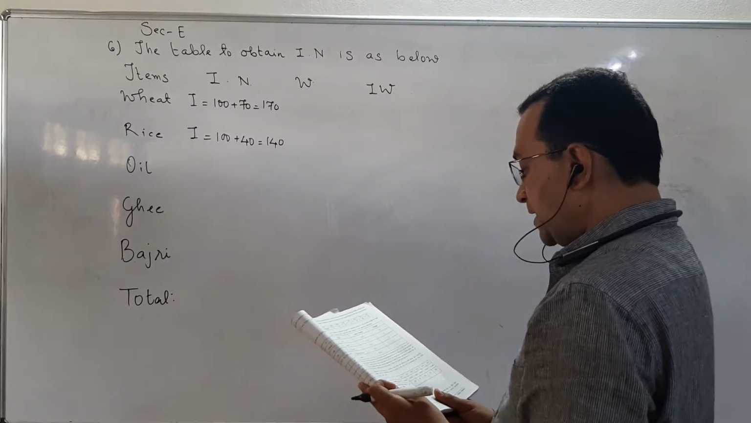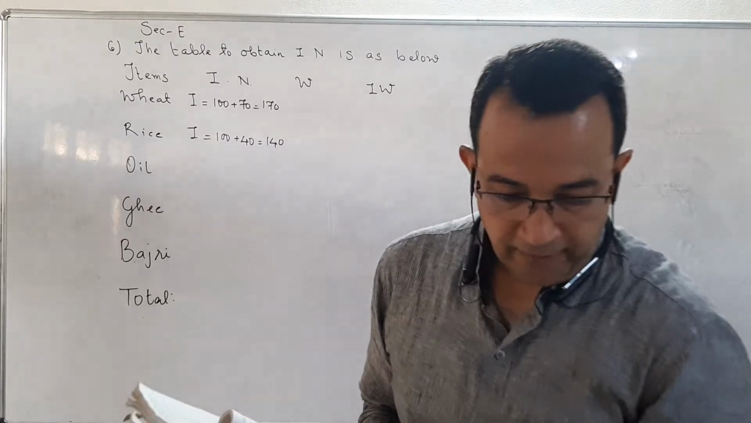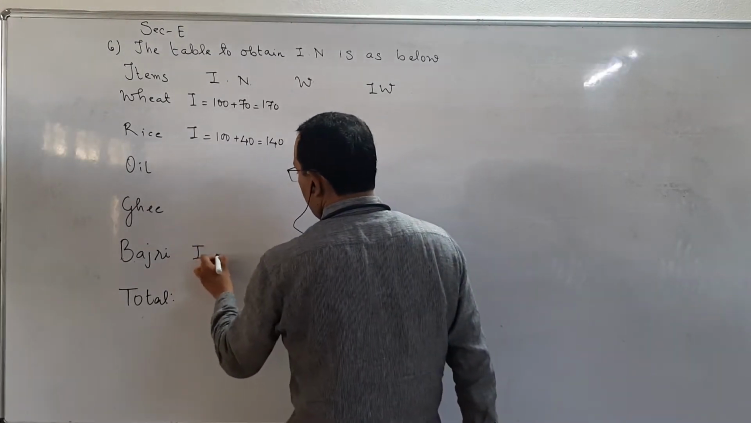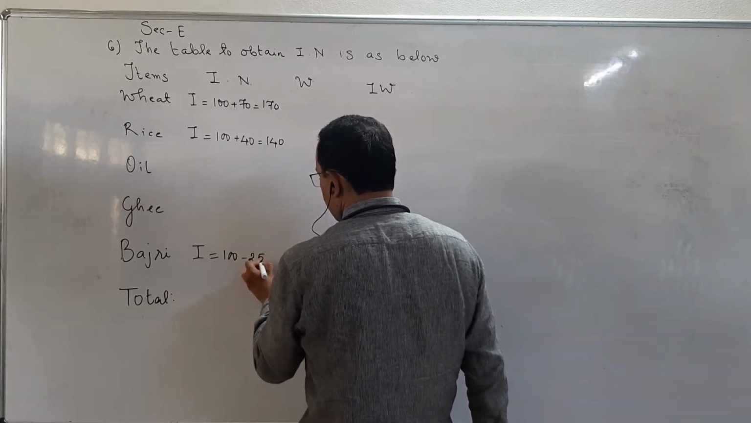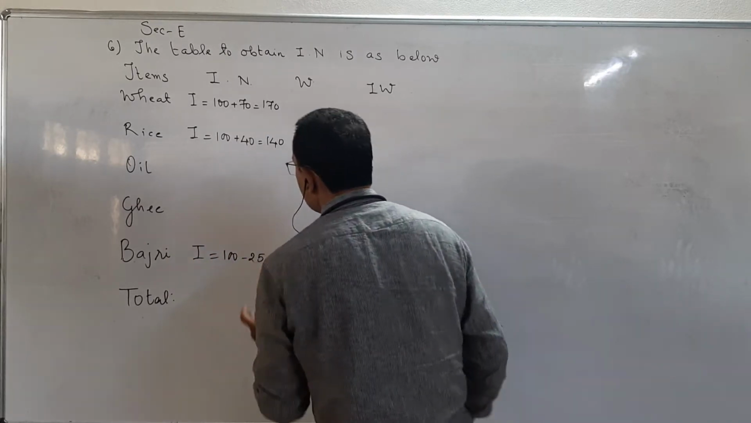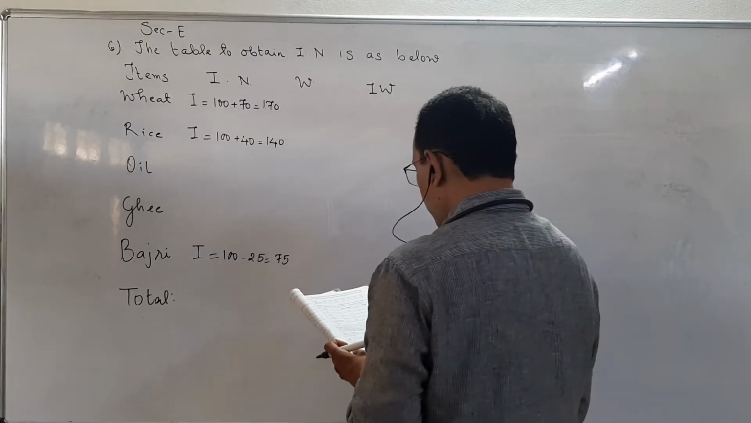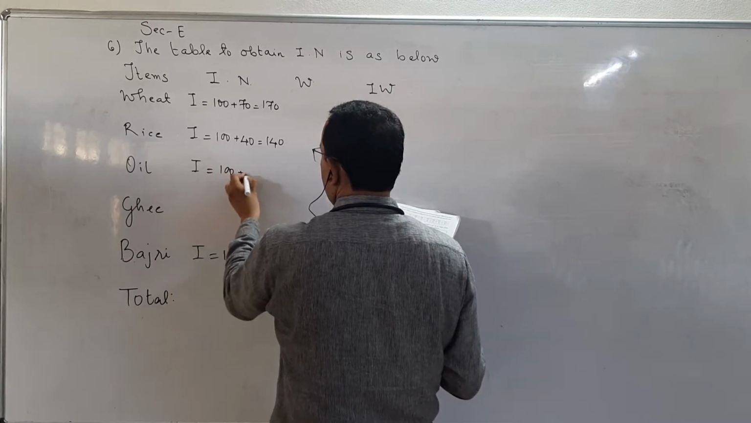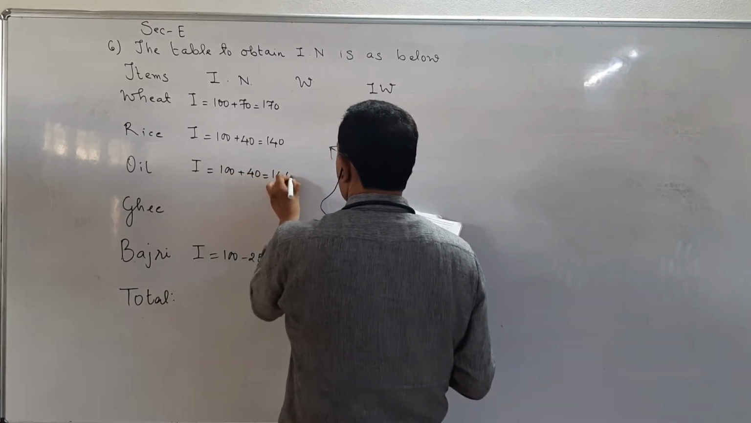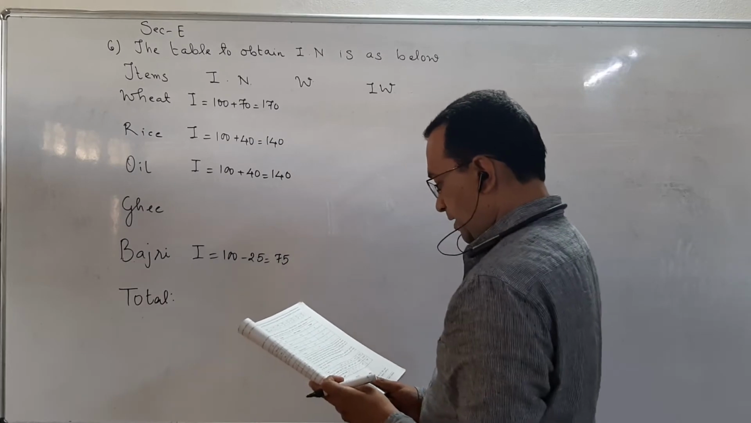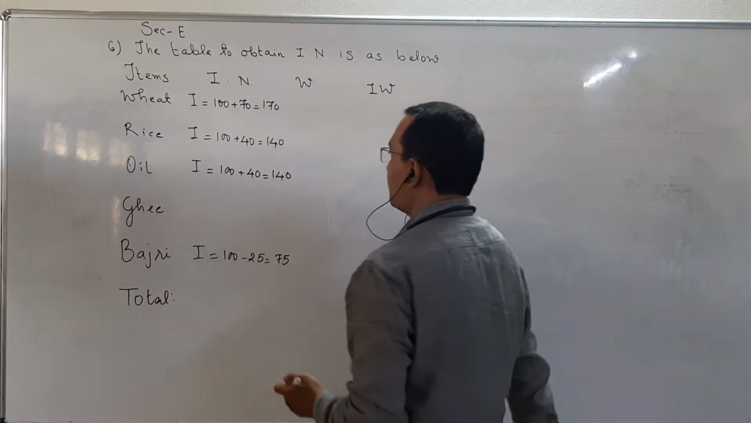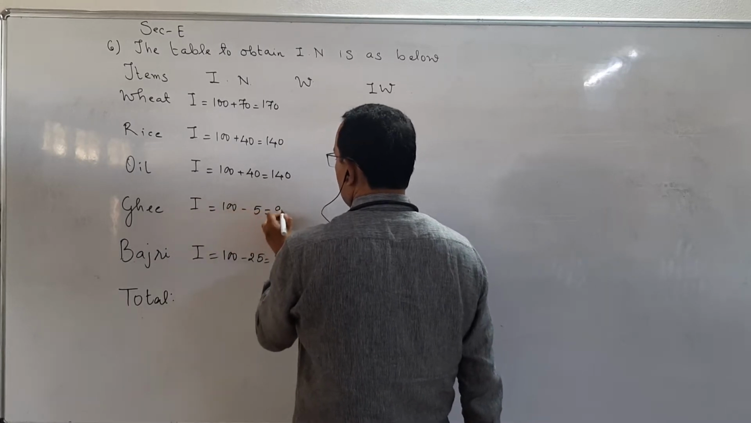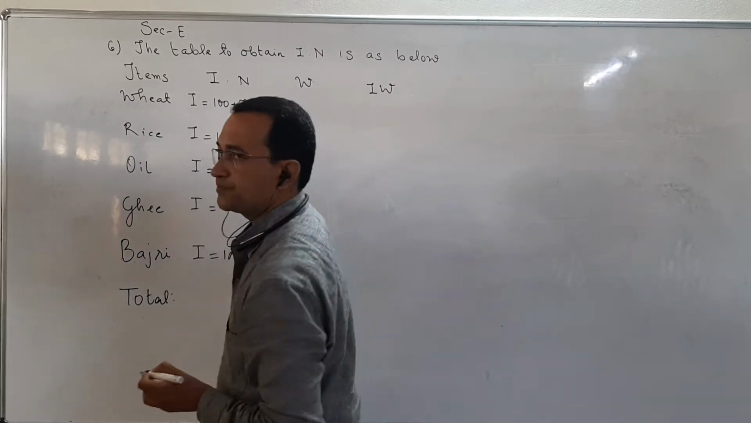Price of bajri decreased by 25%. So index number of bajri will be 100 minus, you can say, the decrement, so 75. The price of oil increased by 40%. So index number of oil will be base year's index number plus 40. So again 140, and the price of ghee decreased by 5%. So 100 minus 5 will give us, students, 95.